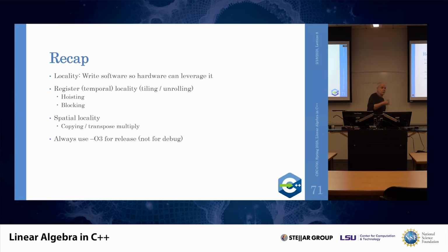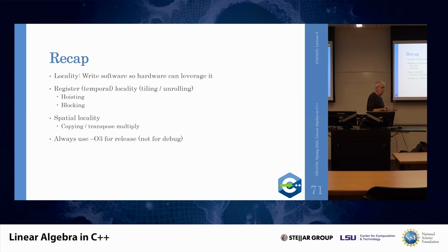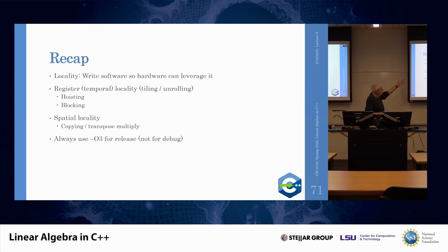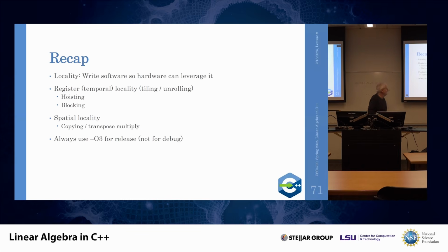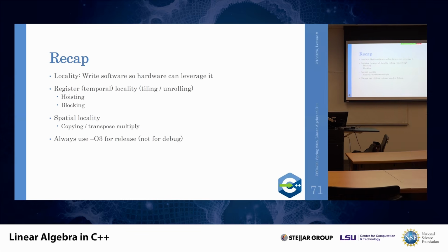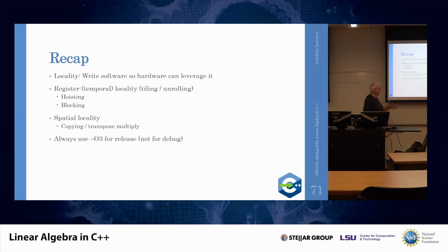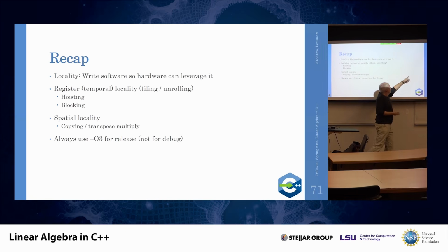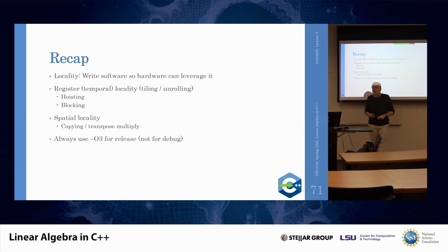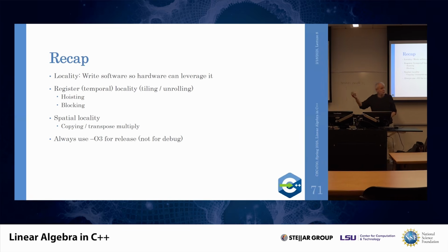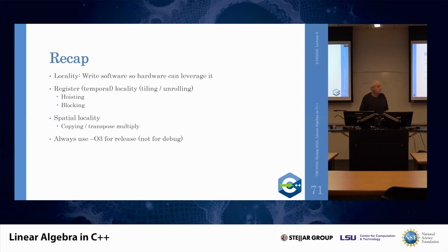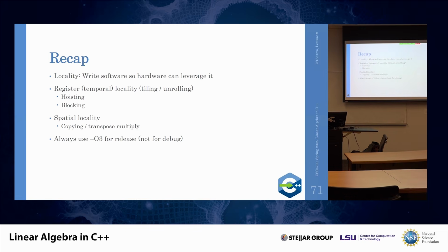If you load too many things in the registers, suddenly you don't have any effect anymore. But hoisting and blocking are two techniques that allow us to take benefit at least of caches. And for spatial locality, we can do transposition of matrices. That gives us spatial locality, because we no longer go column-wise through the second matrix, but row-wise, because we have transposed it, and that gives us the benefit of how the caches work.